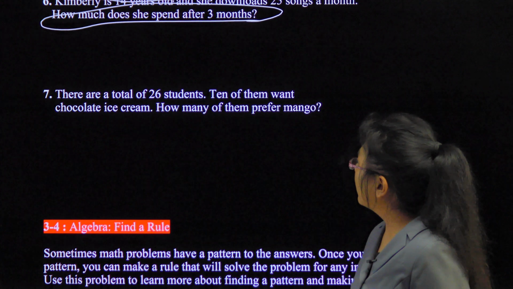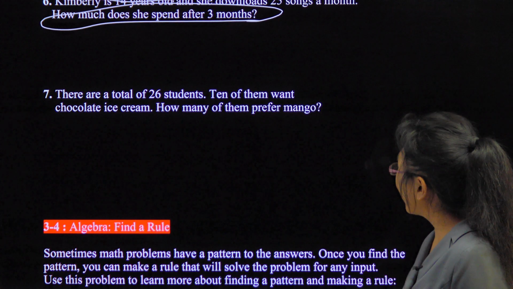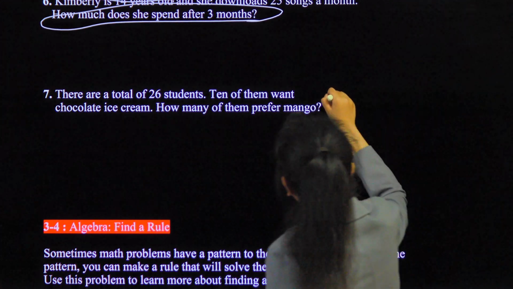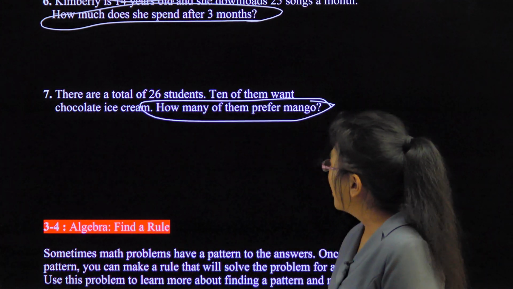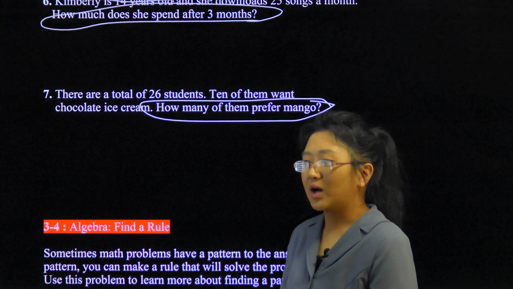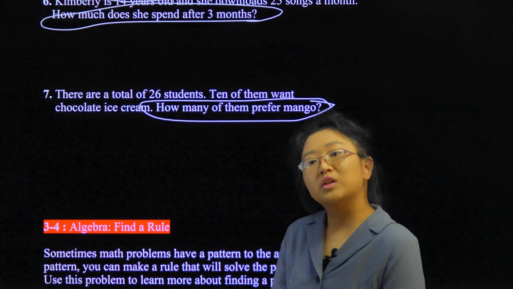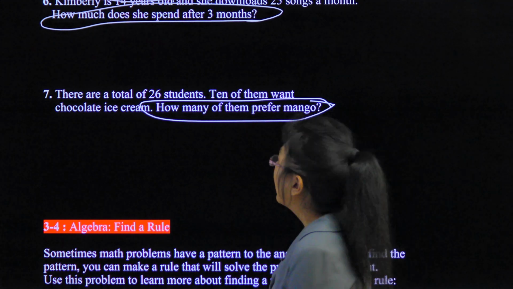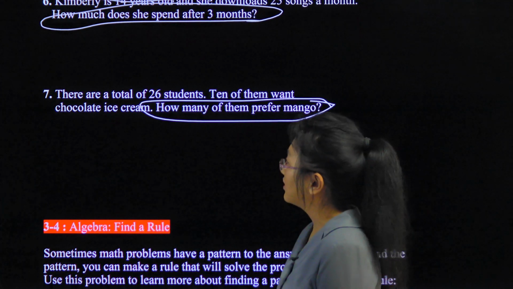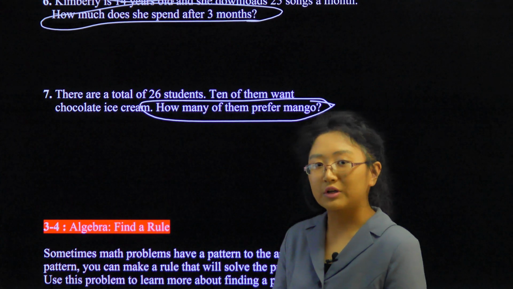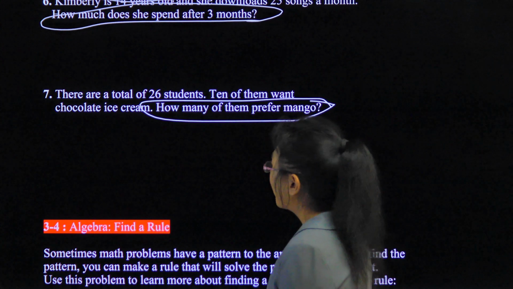There are a total of 26 students. 10 of them want chocolate ice cream. How many of them prefer mango? Our question is, how many of them prefer mango? None of this information is not needed. But we're missing the amount of people that prefer different things. Because for all we know, 14 of the rest of the students could prefer vanilla or strawberry or something else. Therefore, we can't solve this problem.